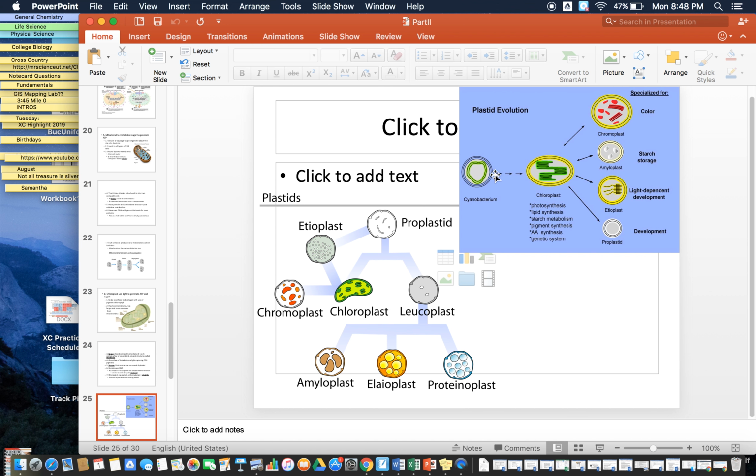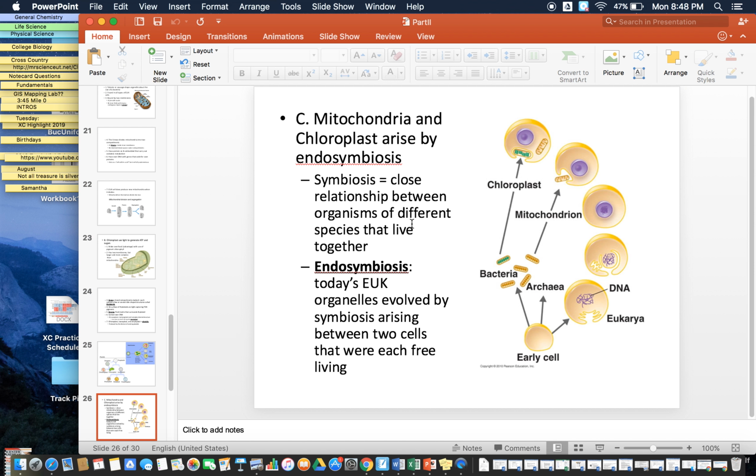This diagram up here is going to talk about how plastids evolved. So they're saying that there was a cyanobacterium, and it had a chloroplast, and the chloroplast underwent some changes. Maybe it specialized in different colors, or maybe it specialized in just storing starch, or light-dependent development, or even just development in itself. And so those are possible ways that plastids arose.